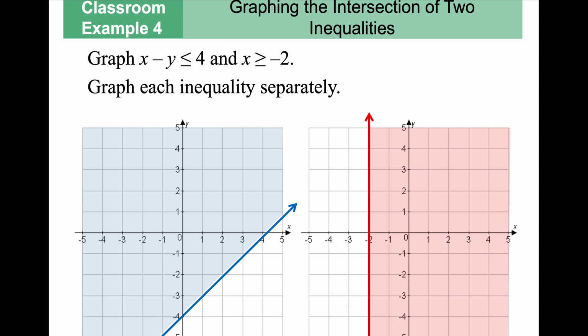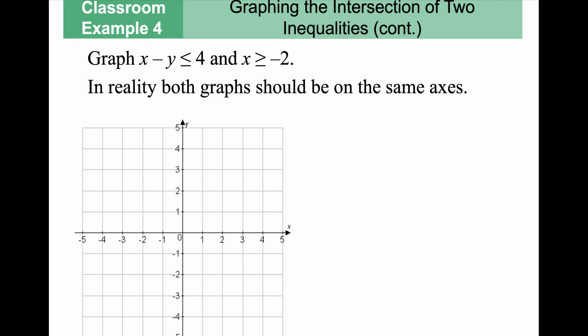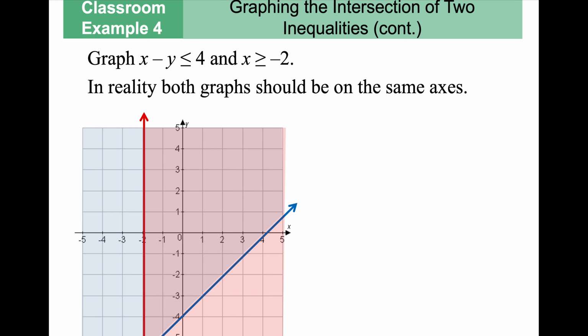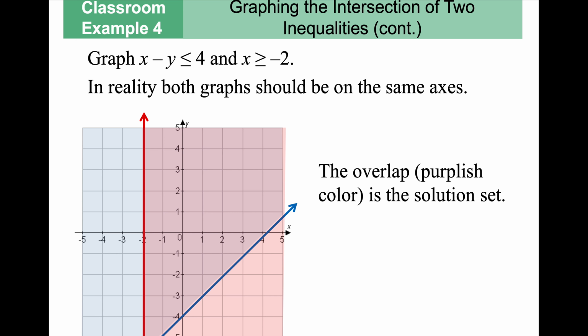Once I've shaded, I've chosen my test point, here is what they look like. If I want the and statement, I would put them onto the same axis, and I would shade them with two different colors. So the overlap, which is kind of this purple-y area, is the actual solution set. It's a little difficult. You almost need to graph them at the same time, but have three different colors: the color for the first inequality, the color for the second inequality, and wherever they overlap, you want that to be really clear that that's the solution set.